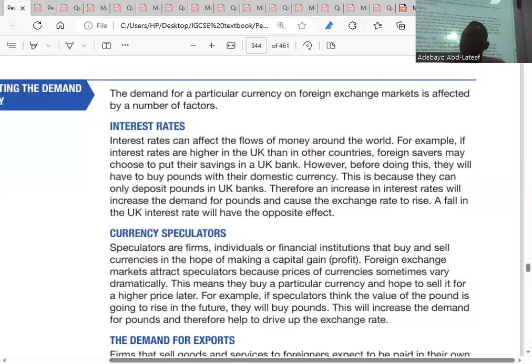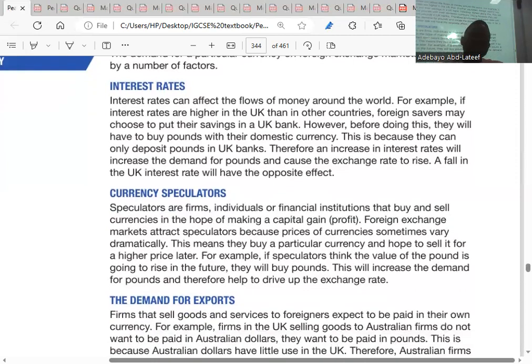Because nobody is going to be willing to save. Do you understand interest rate here? Is it clear, please? Then we go to currency speculators. Who are speculators? Speculation means predicting what could happen in the future.